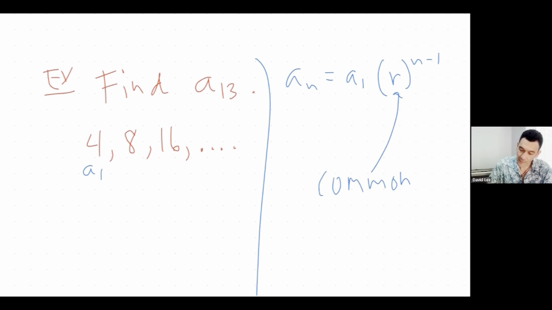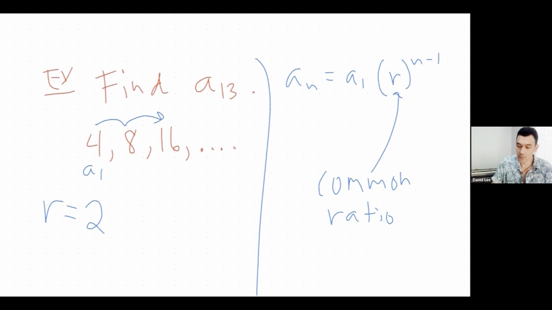Some vocabulary that I should mention. That number r is the common ratio. Yesterday, d was the common difference. Here, r is the common ratio. So going back to our problem, what is going on to go from one number to the next? From 4 to 8, from 8 to 16, we are multiplying by 2. That is r, your common ratio.